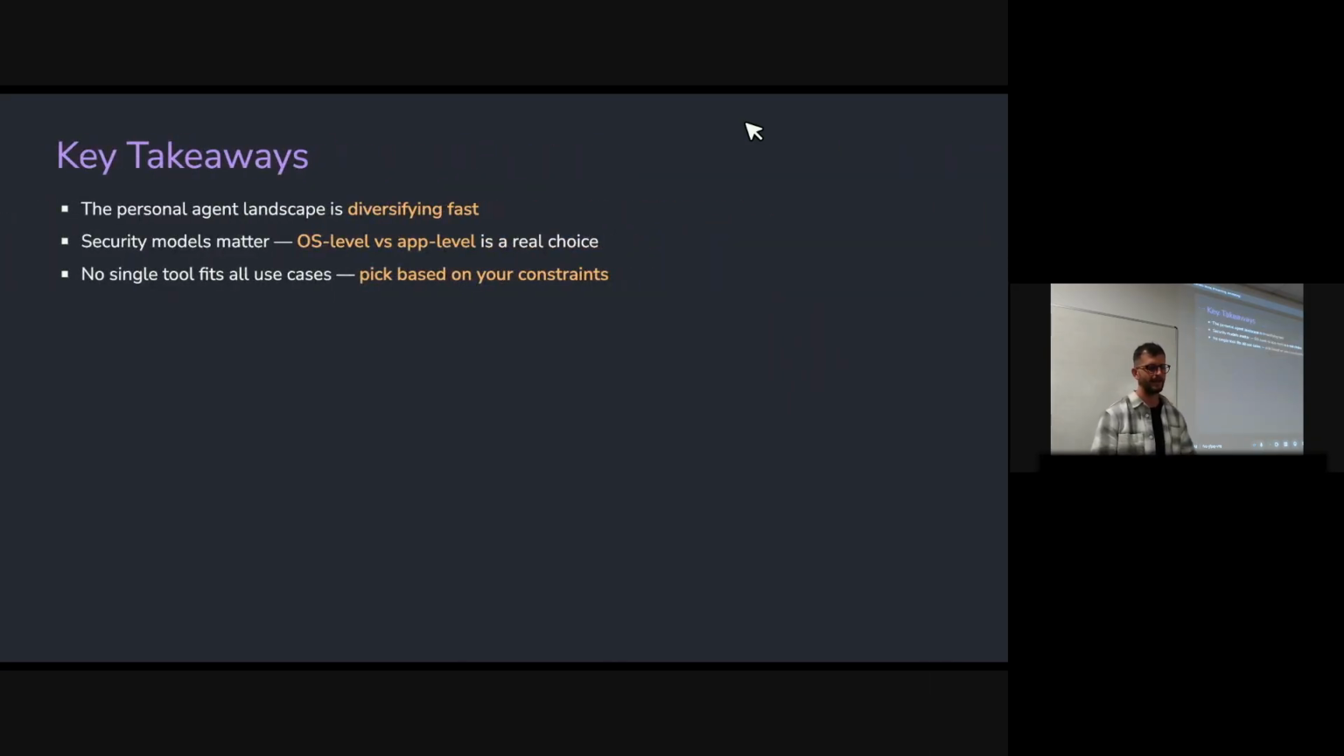And my key takeaways are: personal agents are changing very fast, and maybe in 3 months we have other and more impressive tools. The security model, yeah, but who has security this time? Yorgo, I see you're laughing there. And no single tool is doing everything. So basically, we could use a combination of tools or pick the most appropriate tool.